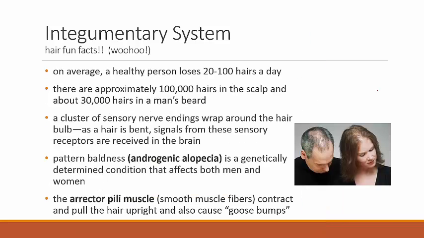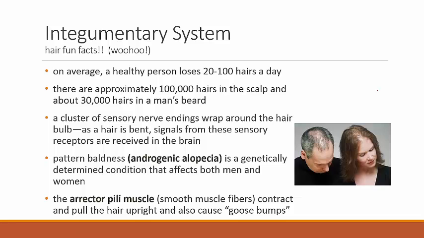So on average, we lose between 20 and 100 hairs a day, and we've got about 100,000 hairs on our head, and if we look at a man's beard, there's about 30,000 hairs in that beard.